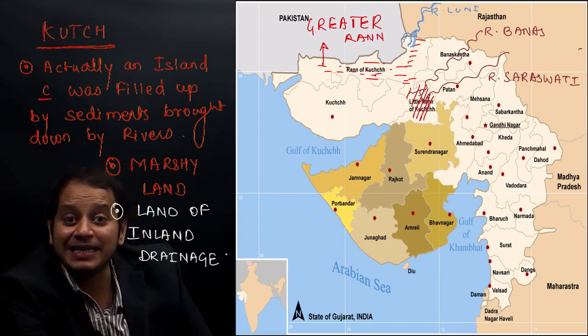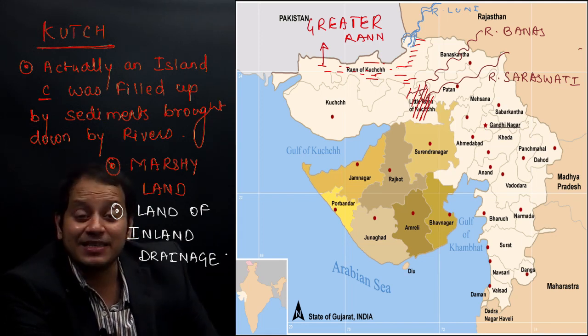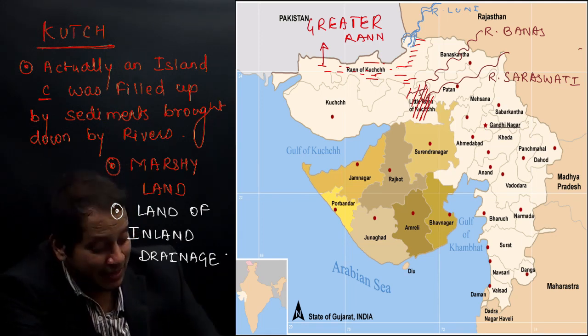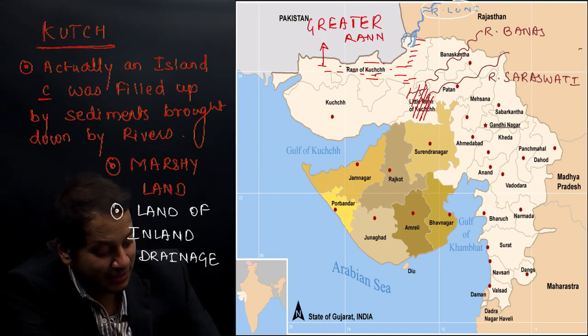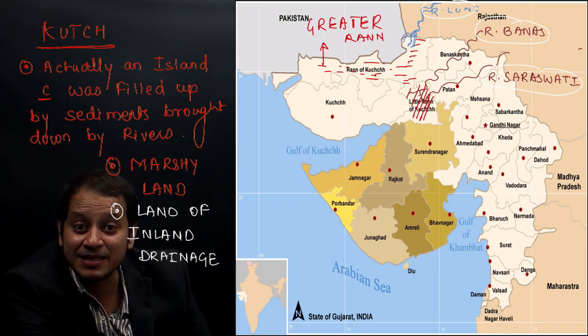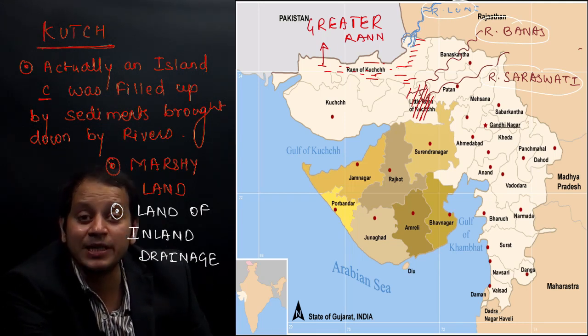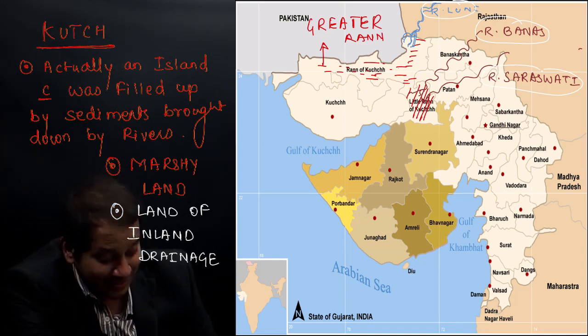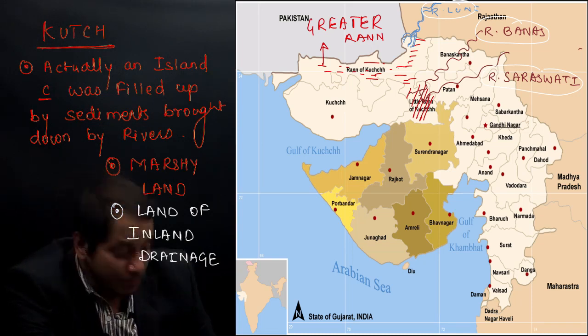Land of inland drainage. This land of inland drainage, you remember why? Because three rivers are emptying. River Luni is emptying here, river Banas is emptying here, and river Saraswati is emptying in this region. So this is one of the points. Now come to the next point.